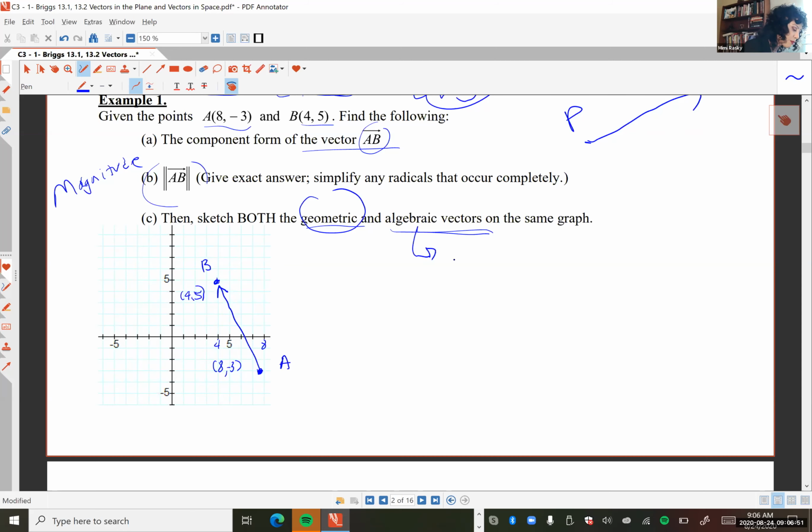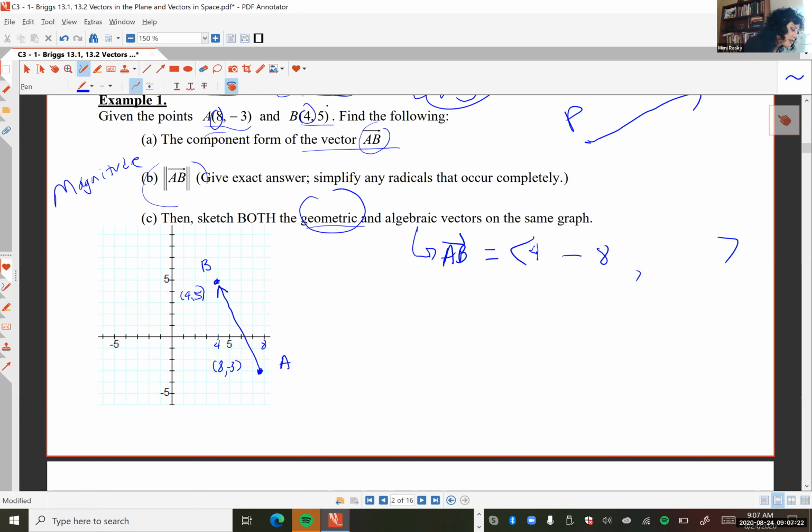So how do you get the algebraic one? You're going to go terminal minus initial, terminal minus initial. So if you look at, oh, I'm saying PQ. Sorry, I should say AB. My bad. This vector is named AB because of the points. So you're going to go 4, that's the terminal x coordinate, minus the initial x coordinate, 8. That is going to be the x scalar component of this vector AB.